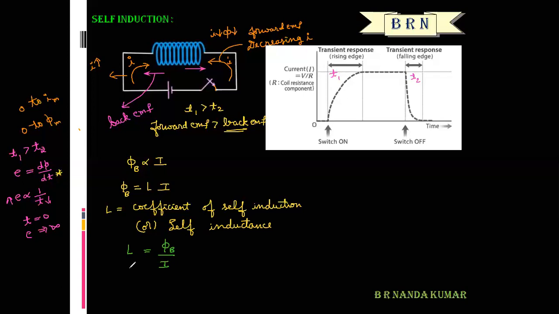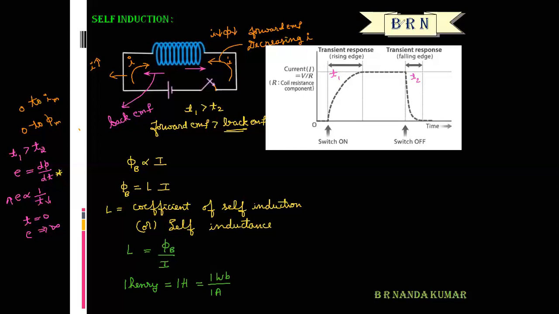Self-inductance is measured in Henry. Henry is the unit of self-inductance, symbolically represented as capital H. So 1 Henry is exactly equal to 1 Weber divided by 1 ampere. So what is the SI unit of self-inductance? Henry or Weber per ampere.